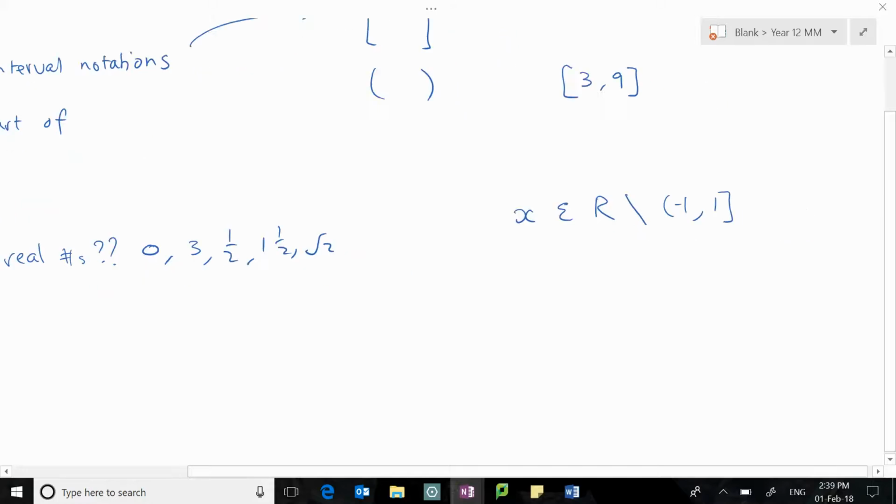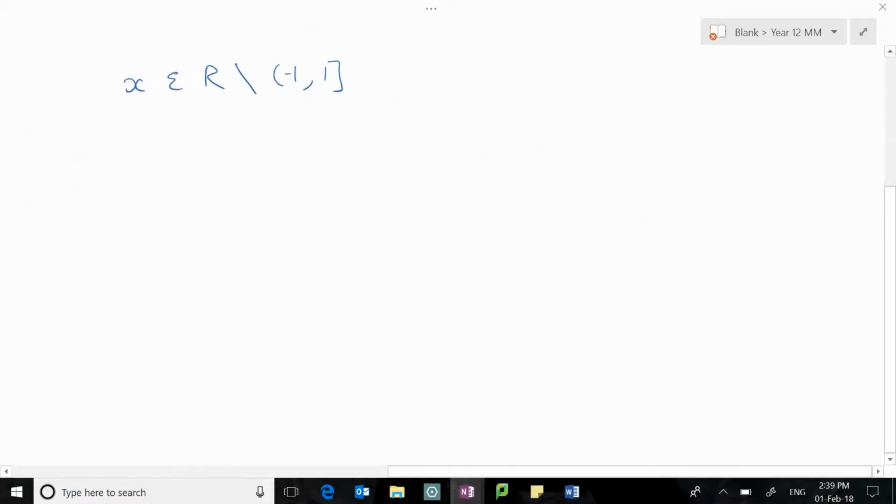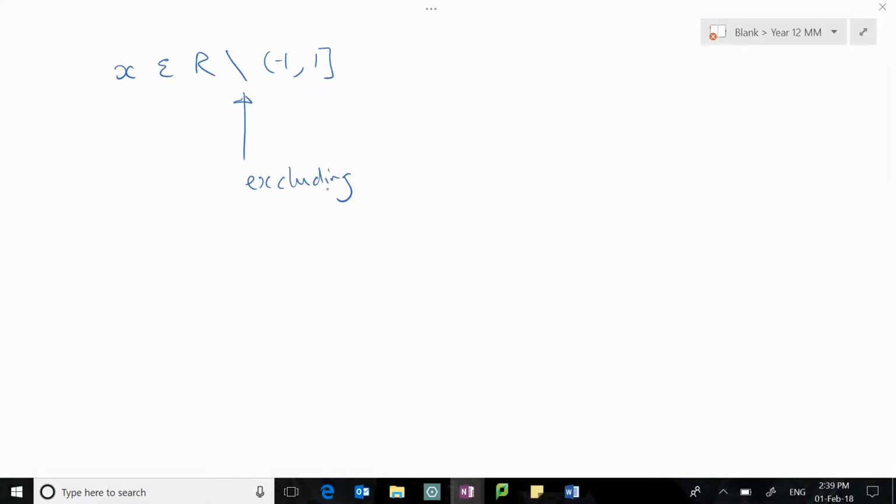All right. This is the one I left off for last lesson in terms of exercise 1A. What does this mean? Can I please have Trent? What means excluding? Good. So this means excluding. That is correct. But what am I saying here? All real numbers excluding -1 to 1, except not including -1. You know what I mean? No, okay. All real numbers except just after -1 to 1.